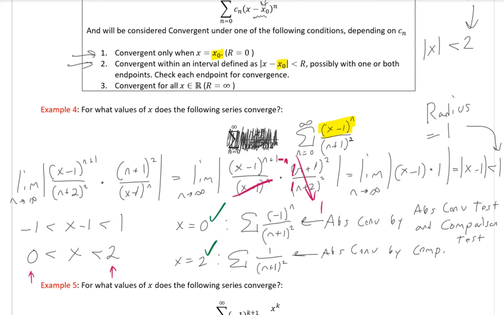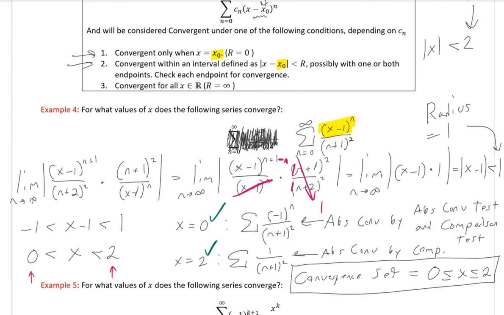So therefore, our final answer for the convergence set is 0 less than or equal to x less than or equal to 2. That would be our final answer. You always need to check the bounds if those exist. If you just have a singular point, or if you have that as convergent for all real numbers, then you don't need to do that.